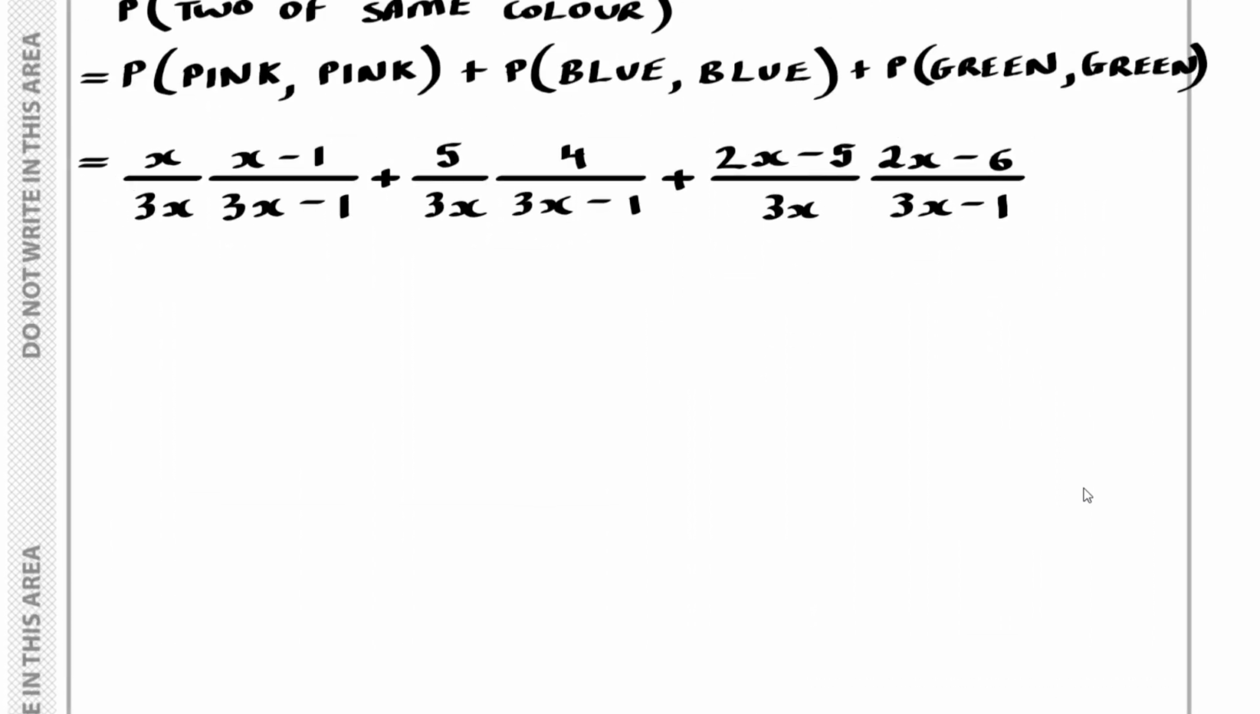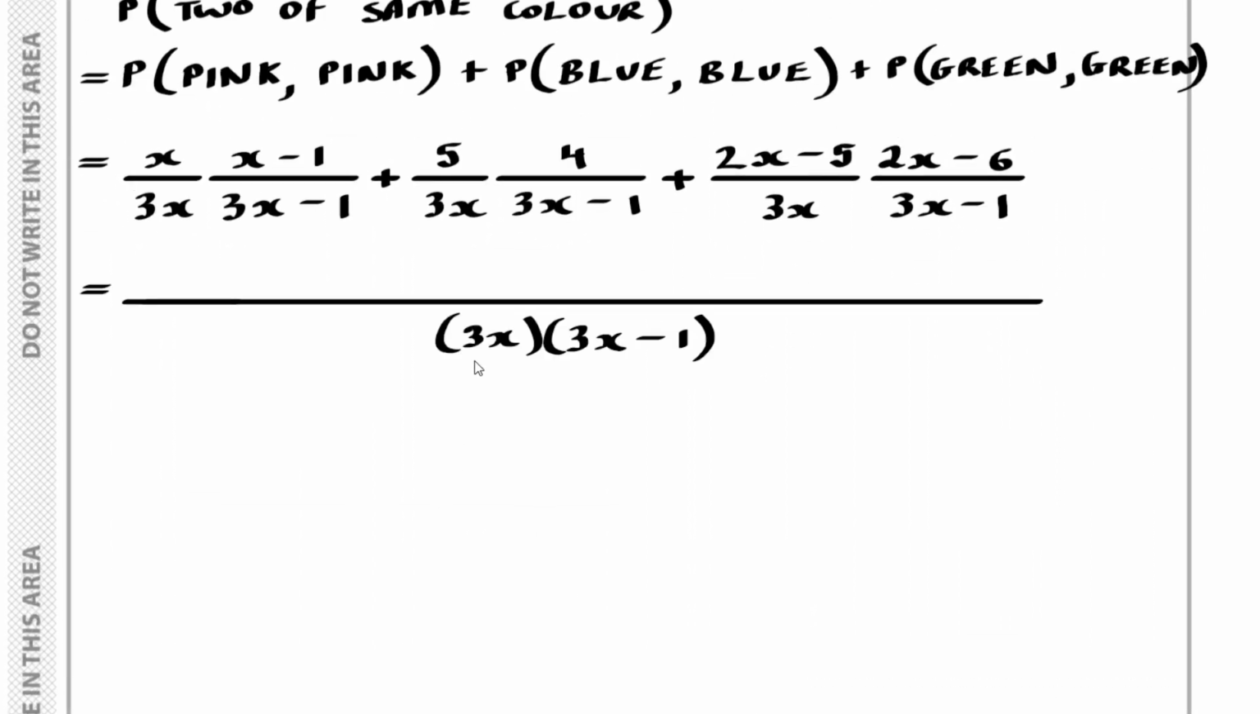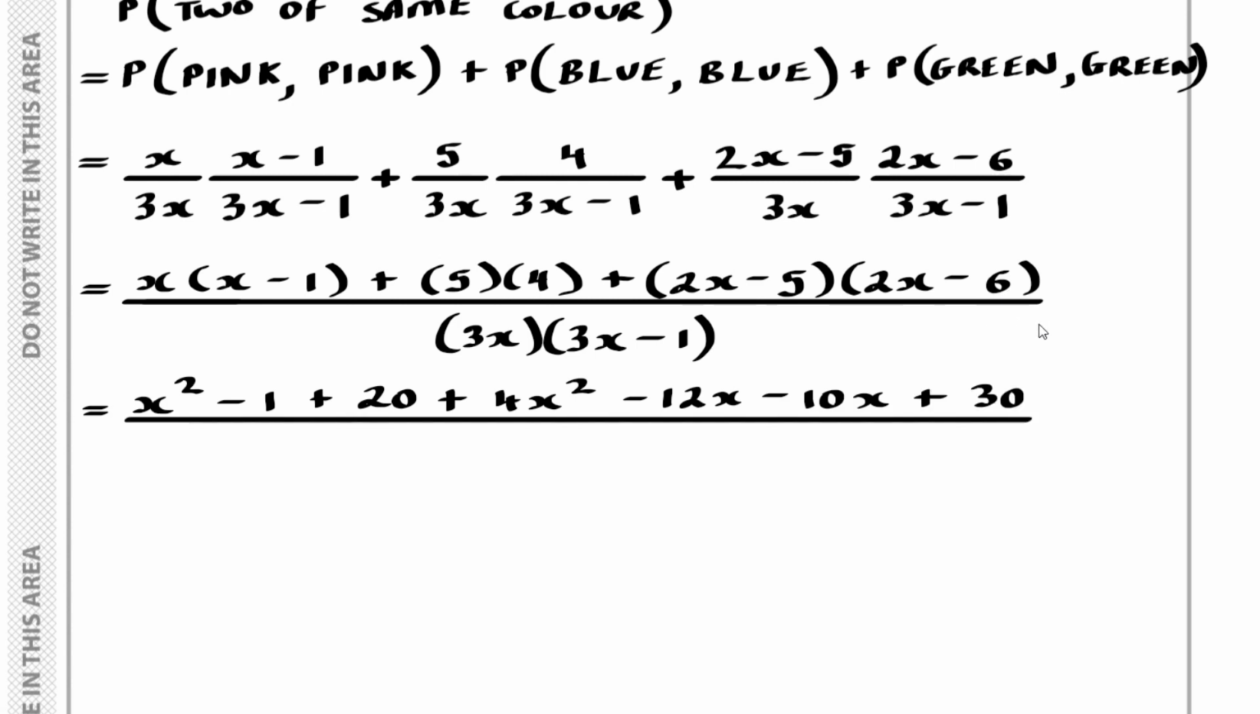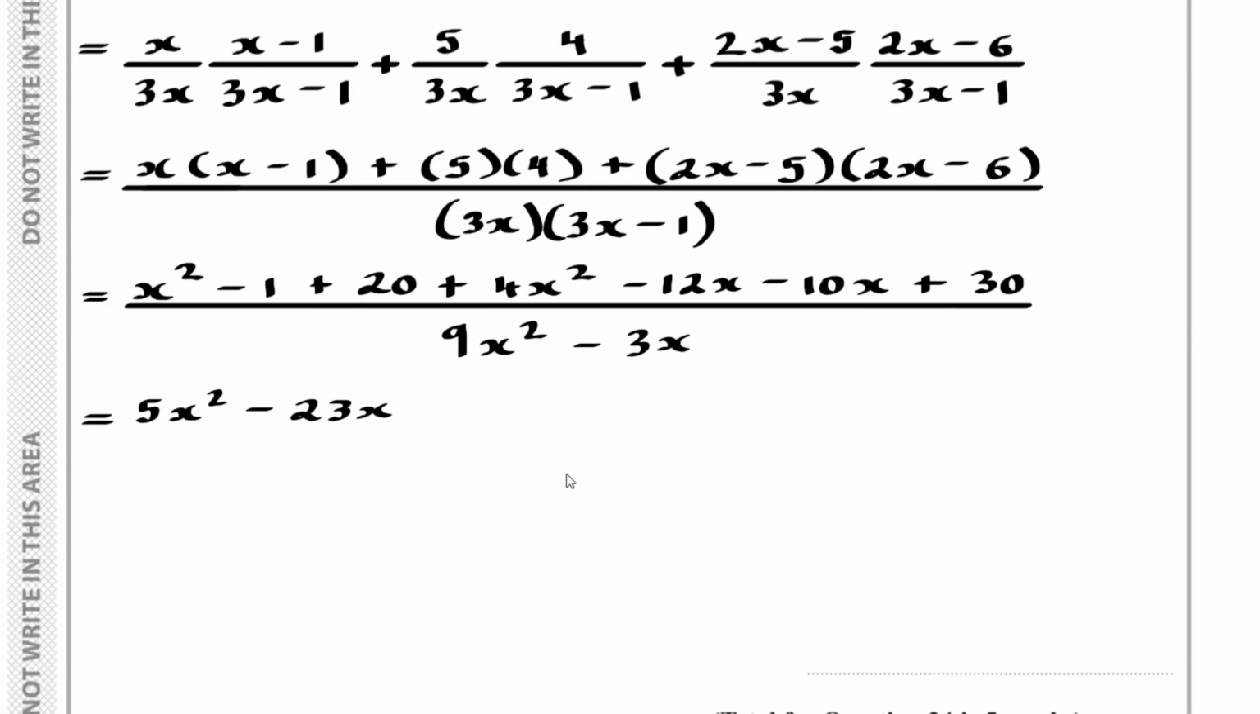So now I need to simplify all this. I've got this common denominator of 3x times 3x subtract 1, and then here I've got x times x subtract 1 plus 5 times 4 plus 2x subtract 5 times 2x subtract 6. So let's simplify all this. I've got x times x, which is x squared, x times negative 1, which is negative 1x. Then I've got 5 times 4, which is 20. Then here I've got 4x squared subtract 12x subtract 10x plus 30 over 9x squared subtract 3x. So if I simplify all this, I get 5x squared subtract 23x plus 50 over 9x squared subtract 3x.